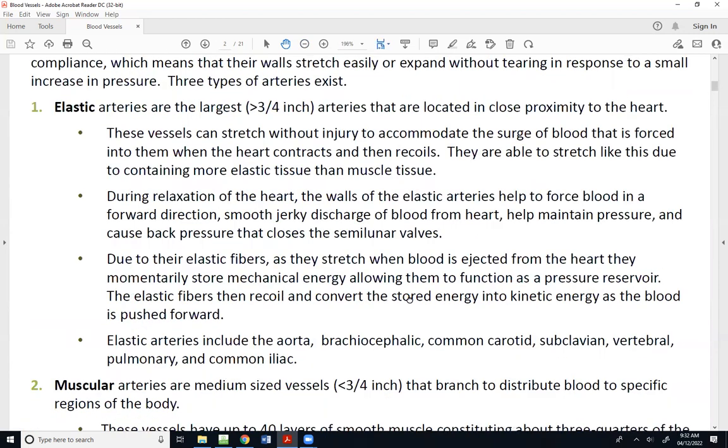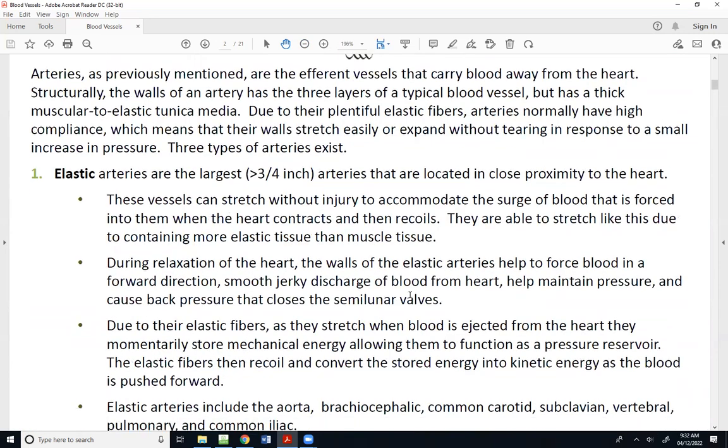All right. Arteries, as previously mentioned, are efferent vessels carrying blood away from the heart. Structurally, the walls of an artery will have the three layers of a typical blood vessel, just like we talked about the other day at the end of the class. But there's a very thick muscular to elastic tunica media. So there's a lot of muscle, especially in the smallest ones, the arterioles.